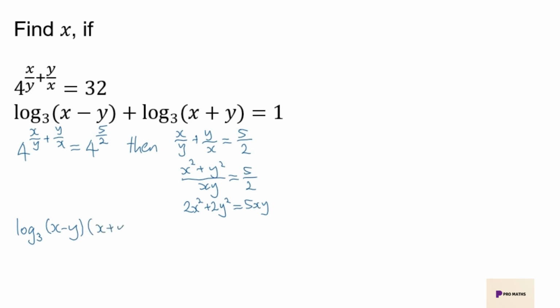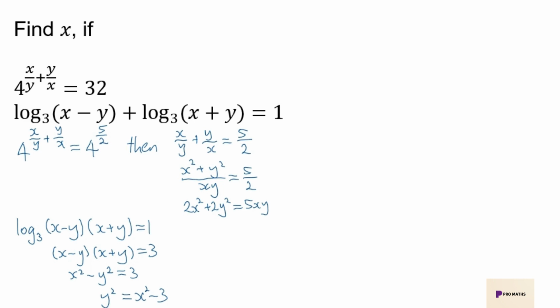Alright, with our second equation, we've got log of x minus y times x plus y to base 3 equals 1. So if we write this in index form, we'll get x minus y times x plus y equals 3 to the power of 1, which is 3. Using our difference of two squares, we've got x squared take y squared equals 3. Let's just rearrange for one variable. Let's pick y, because why not? So we get y squared equals x squared take 3.